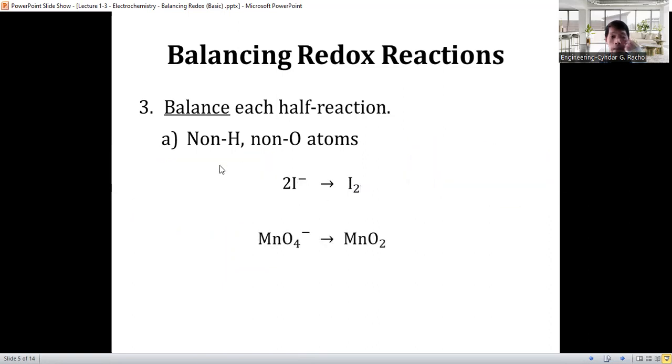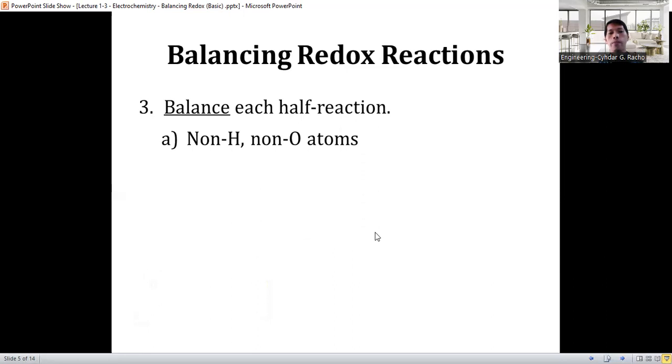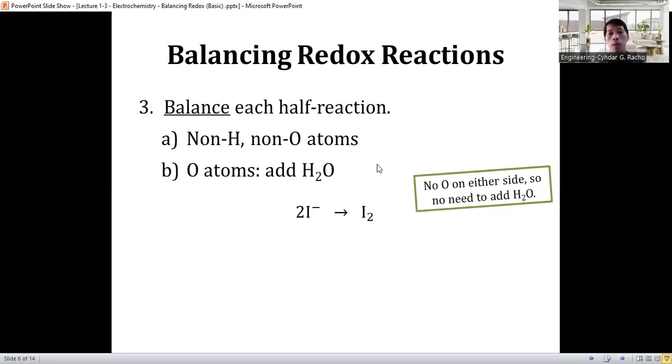Okay, continue balancing the non-H and non-oxygen atoms. Here we have Mn 1, and manganese on the other side is also 1. So let's continue. Let's balance O atoms. To balance the oxygen atoms, we add H2O. For the iodine half reaction, there's no oxygen on either side of this equation, so no need to add H2O.